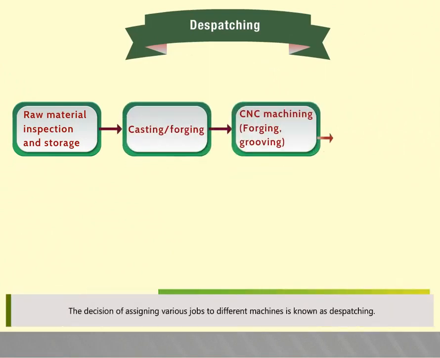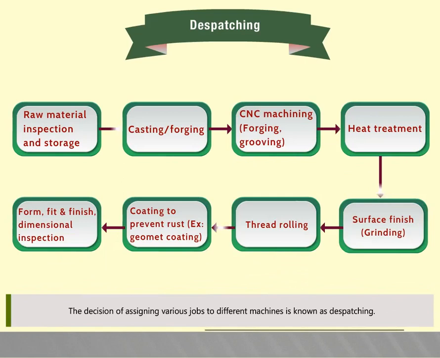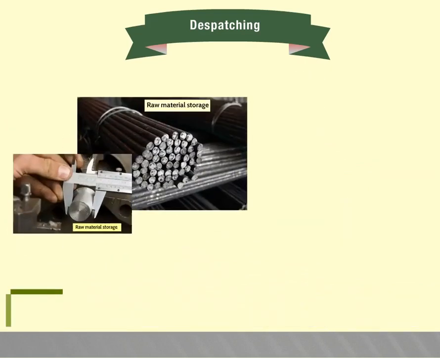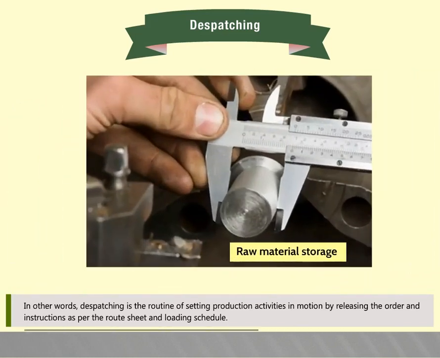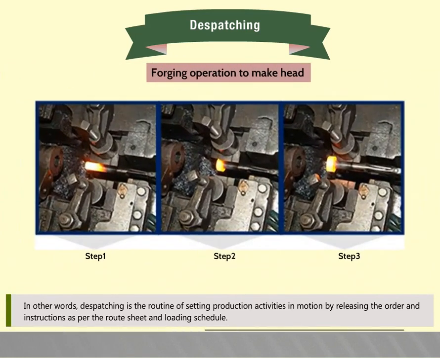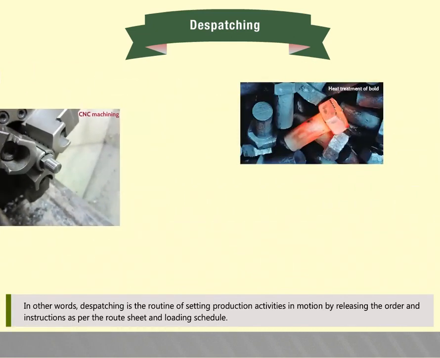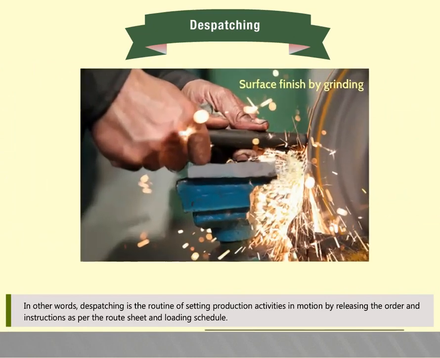Dispatching. The decision of assigning various jobs to different machines is known as dispatching. In other words, dispatching is the routine of setting production activities in motion by releasing the orders and instructions as per the route sheet and loading schedule.